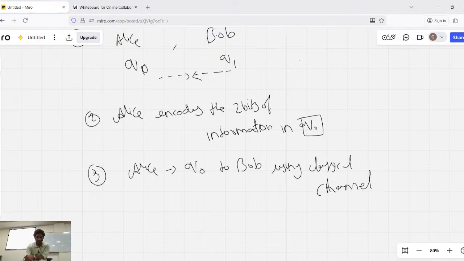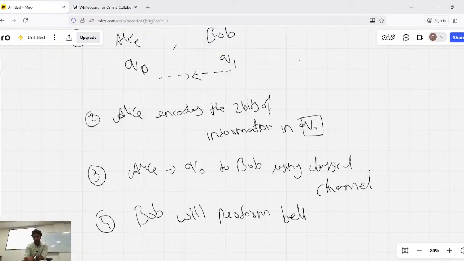Now what happens? Bob will perform a Bell measurement on the received Q.